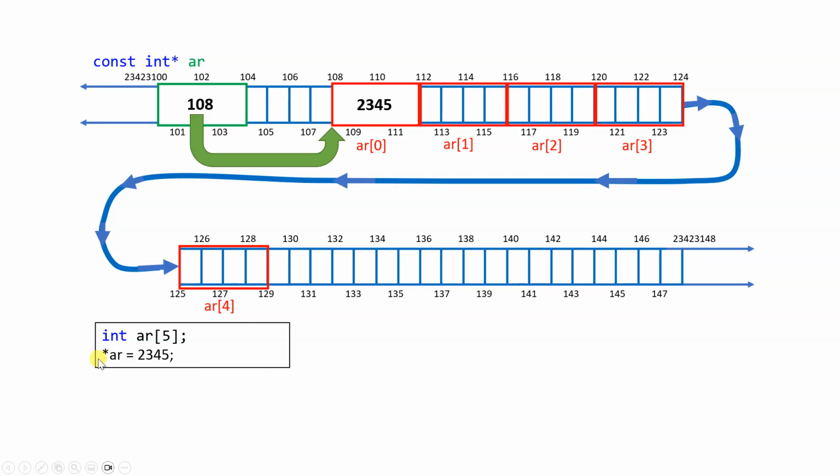That's why if you say target of AR is 2, 3, 4, 5, even if it's an array, it sets the first one. If you say AR2, it sets the third one. You can actually say target of AR plus 2. It means the same thing.